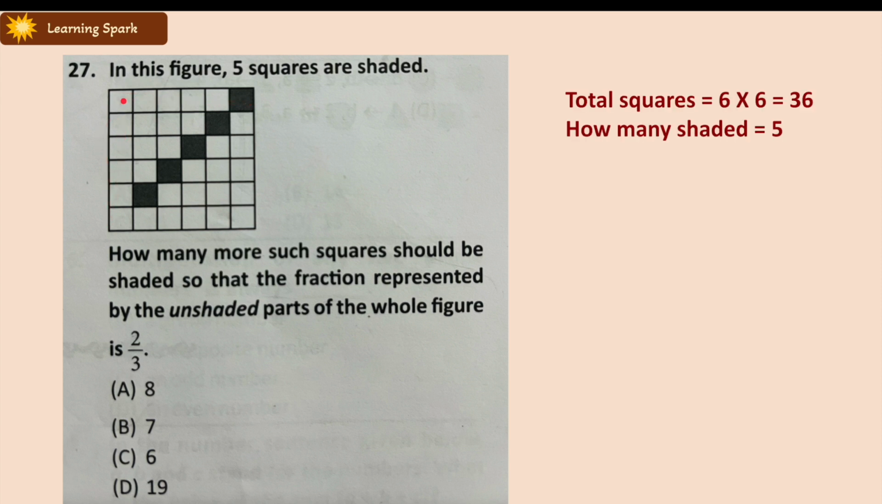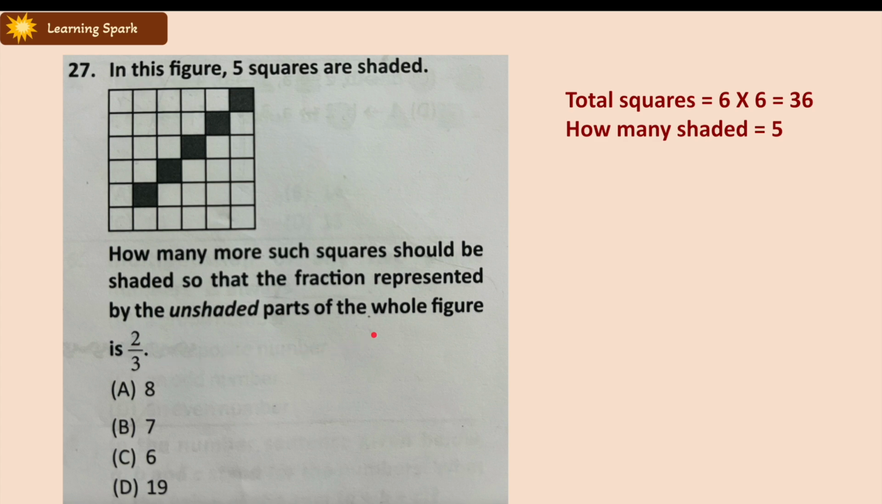So total squares is 6 into 6, 1, 2, 3, 4, 5, 6. There are 6 squares in each row, and there are 1, 2, 3, 4, 5, 6 rows. Okay, so 6 into 6, total 36 squares are there. And how many are shaded? 1, 2, 3, 4, 5. Out of that, 5 are shaded. Okay, now it says that we have to shade in such a way that the unshaded part of the whole figure will be 2 by 3.